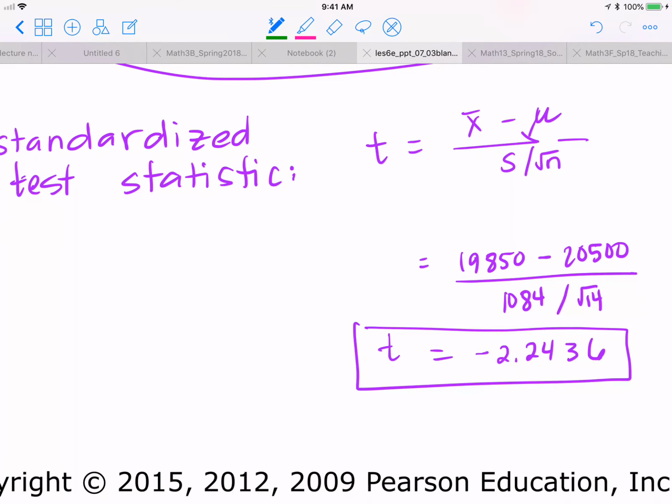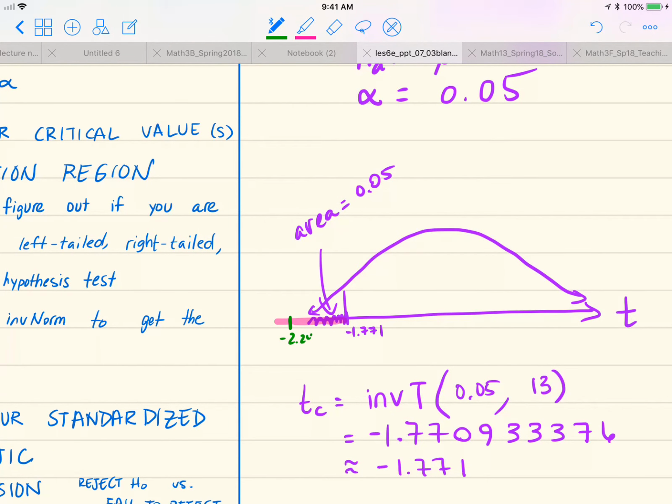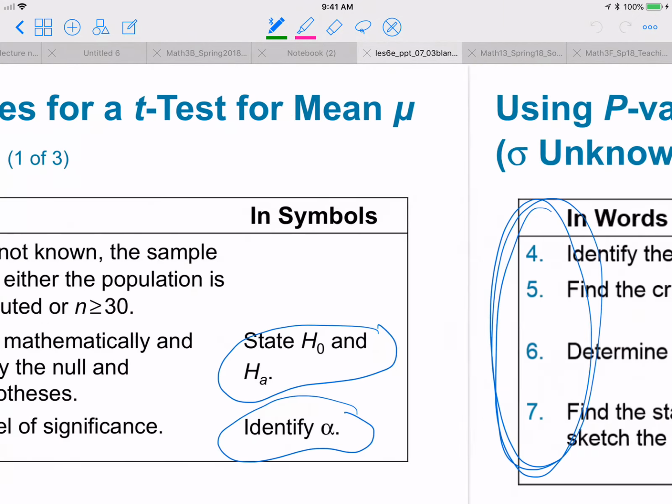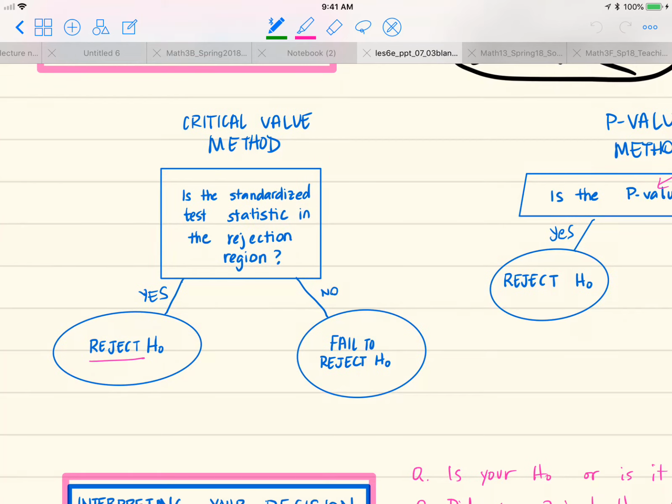Now, using this picture here, remember our critical value is negative 1.771, and we just found that our standardized test statistic is about negative 2.244. That's going to be over here somewhere. Our standardized test statistic is in the rejection region. So our standardized test statistic, t equals negative 2.243613747, which is about negative 2.24.